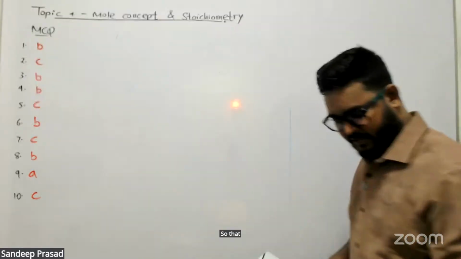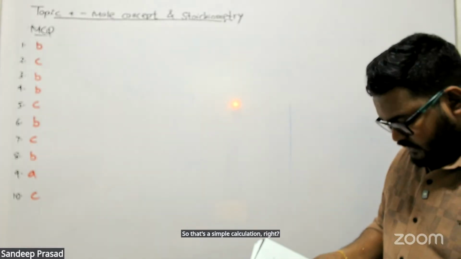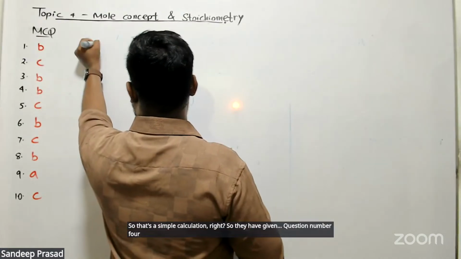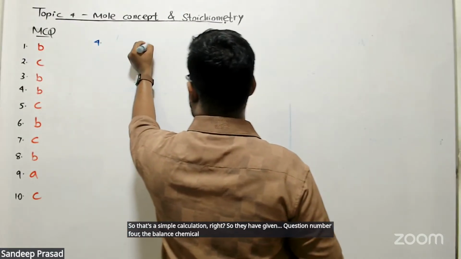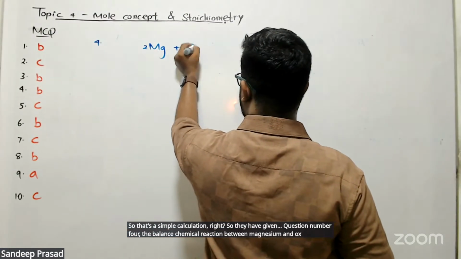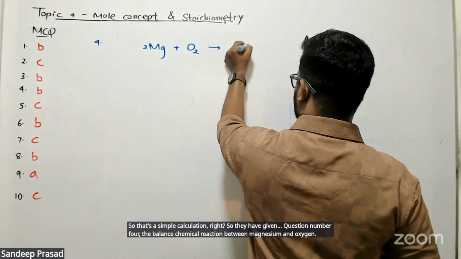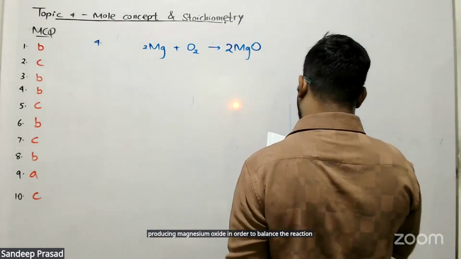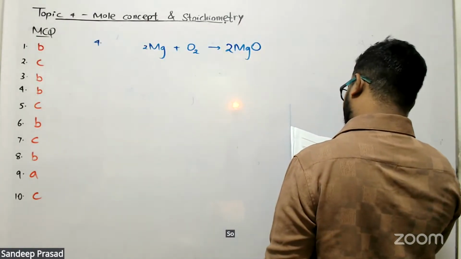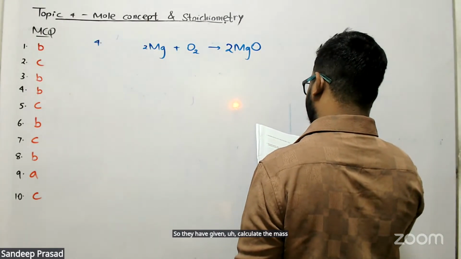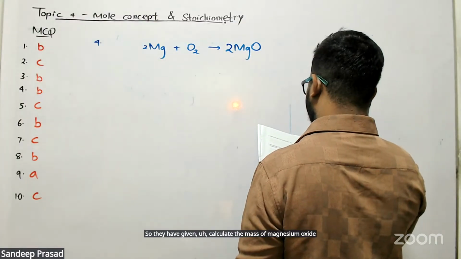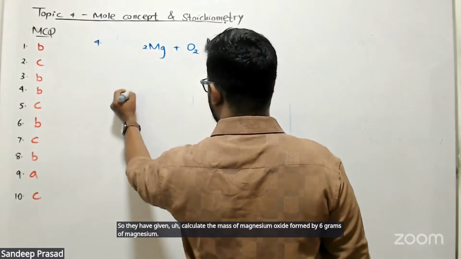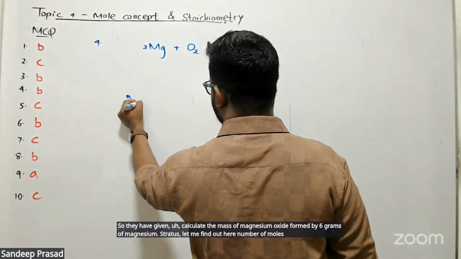So that's a simple calculation, right? They have given question number 4. The balanced chemical reaction between magnesium and oxygen producing magnesium oxide. In order to balance the reaction, we can put 2 here. They have asked: calculate the mass of magnesium oxide formed by 6 grams of magnesium. Students, let me find out here the number of moles of magnesium.